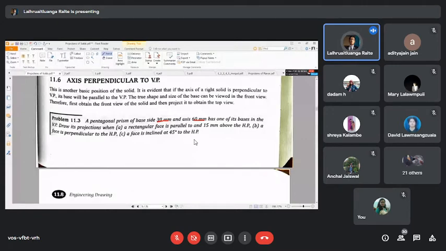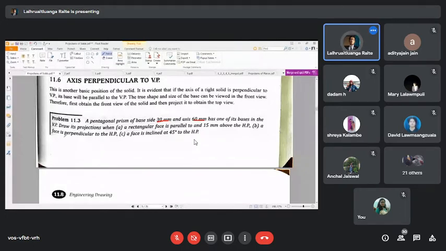When we say a pentagonal prism has one of its bases in the HP, that means that base is in itself parallel to the HP itself. So in our condition here, we have a base of the pentagonal prism parallel to the VP, meaning that the axis is going to be perpendicular to the VP.